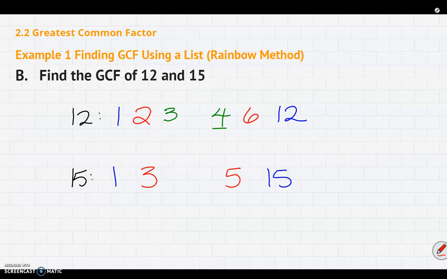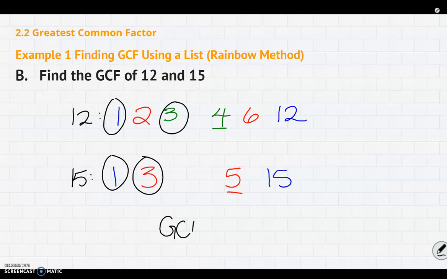And then I would check 4. Is 4 a factor of 15? No, it is not. My next would be 5. I already have 5 written down, so my list is complete. So I'm going to circle the ones they have in common. 1, 3. And that looks like that's all of the factors that they have in common. So then the greatest of those factors, or the GCF, is 3.